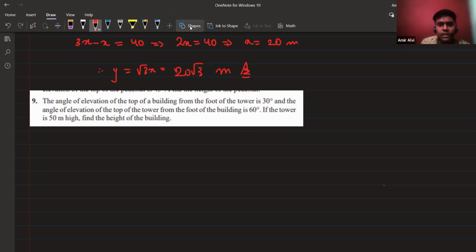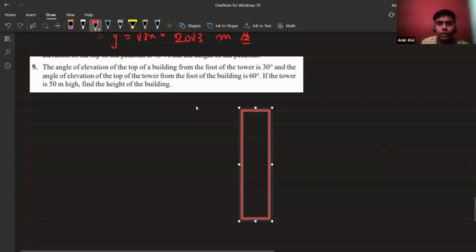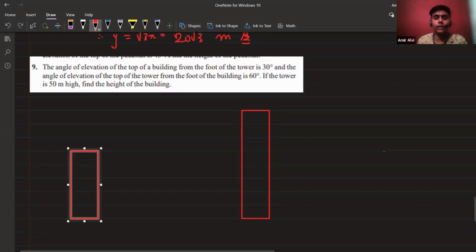So let's draw this. Suppose this is a tower. Clear? Tower, and one on the left is the building. Just a second. The building is a little bit short, because the tower is very long. Okay, so it's a kind of thing. Yes or no?